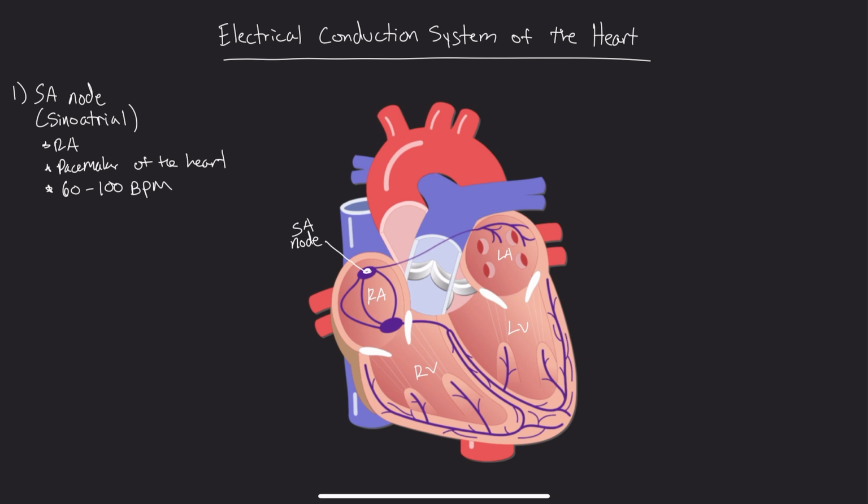Okay, the second thing we will cover is what we call the Bachmann Bundle. Okay, and so the Bachmann Bundle is going to be here in red, and the function of the Bachmann Bundle is to transport the signal from the SA node, so from the right atrium to the left atrium, to make sure that both of the atria are contracting together.